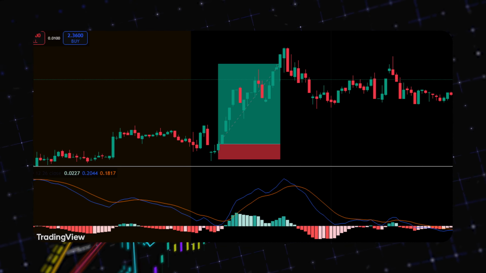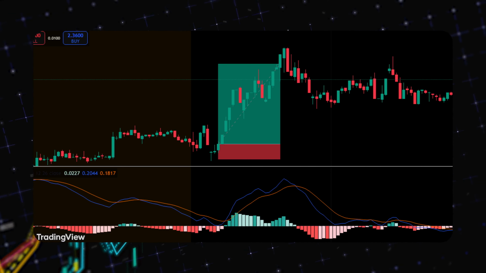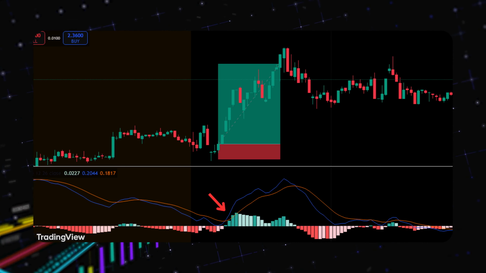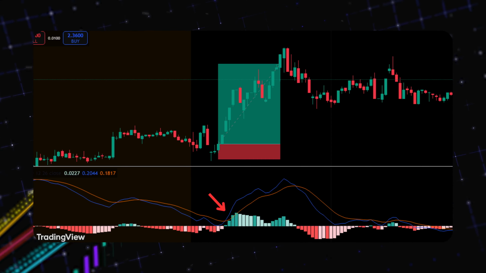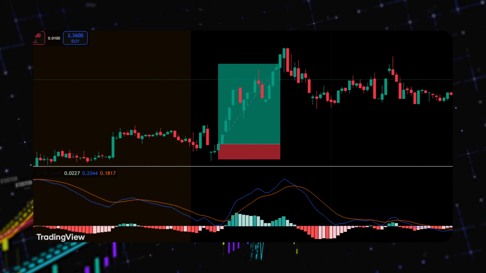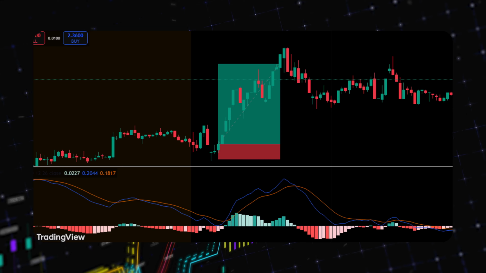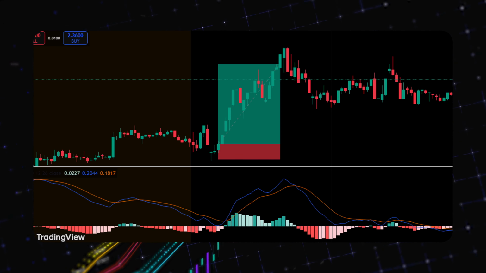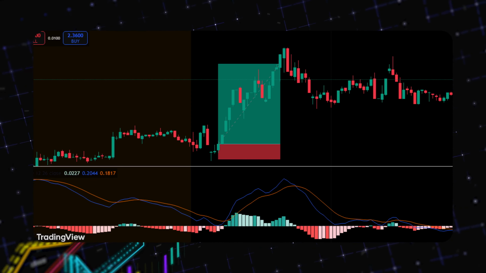That was my cue. I entered long right as the MACD line began its ascent above the signal line, marking the official bullish crossover. As you can see, a powerful breakout followed. The MACD line stayed firmly above the signal line throughout the surge, validating the uptrend.